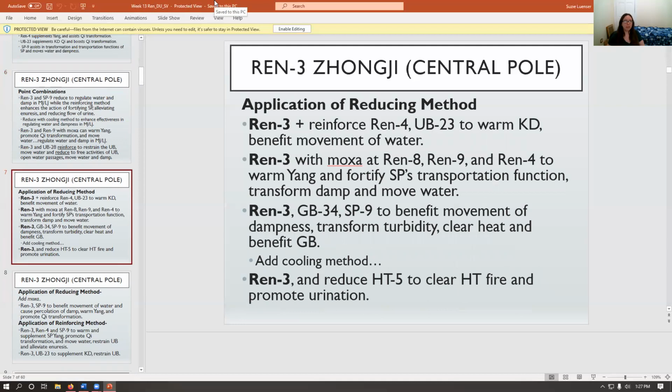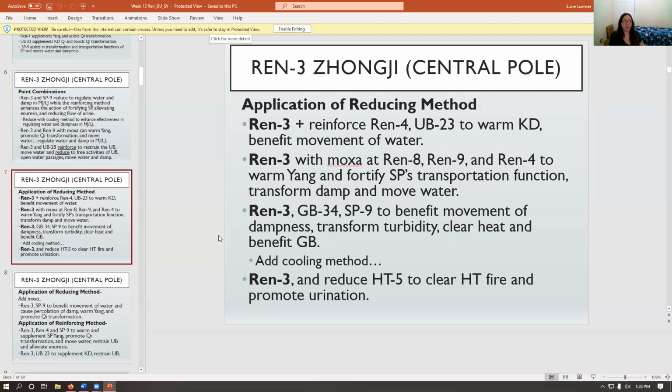Some more point combinations here. Like I said, Ren 3, Ren 4, UB23, all combined. Definitely going to be looking at the kidney with that, moving water with Ren 8, Ren 9, moxa at Ren 8, Ren 9, Ren 4. That's going to help boost spleen yang and really get the dampness and the water moving. And if we combine with GB34 and spleen 9, we're looking more at damp heat, gallbladder involvement there.